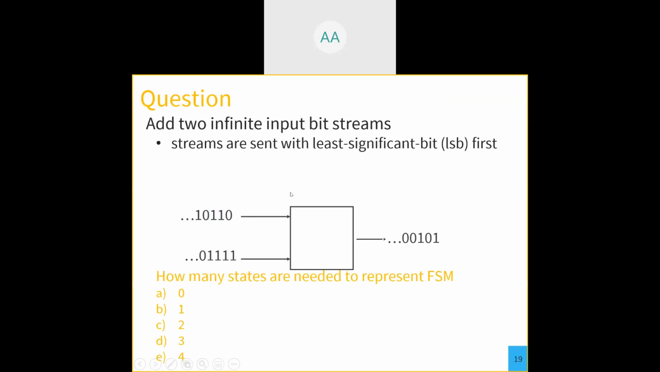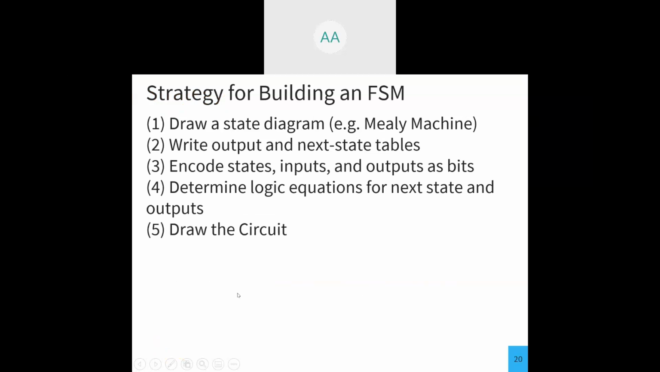We need to design this with an FSM, right? So the first question is, how many states do we need to represent the finite state machine? 1, 2, 3, 4, or 5? Before telling you the answer, we have some strategies for building a finite state machine.